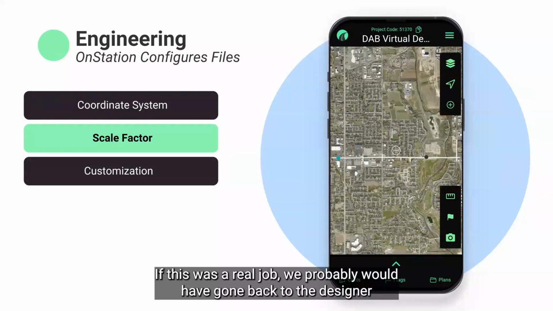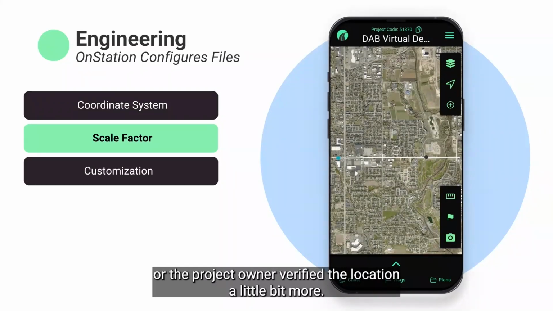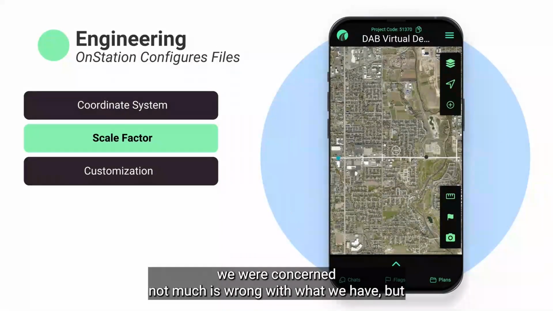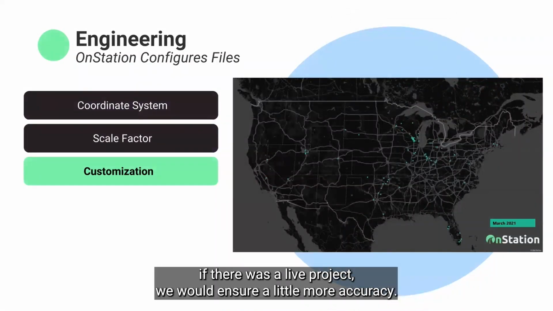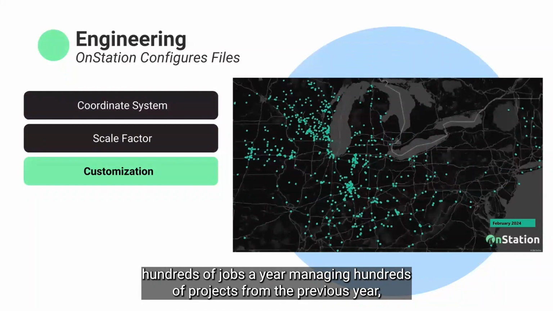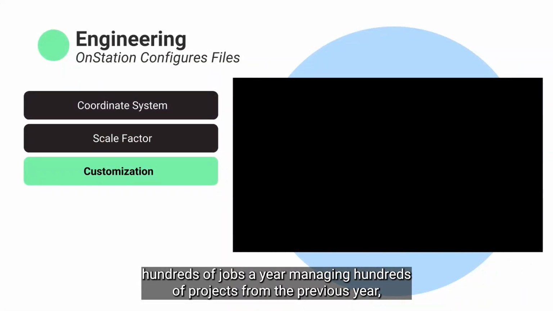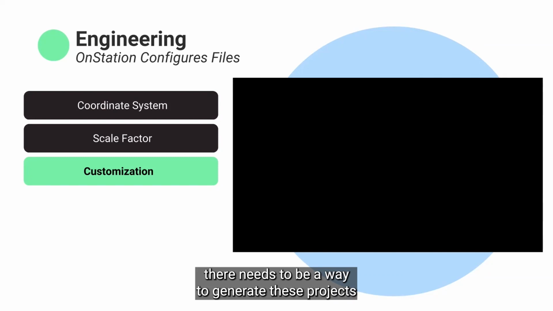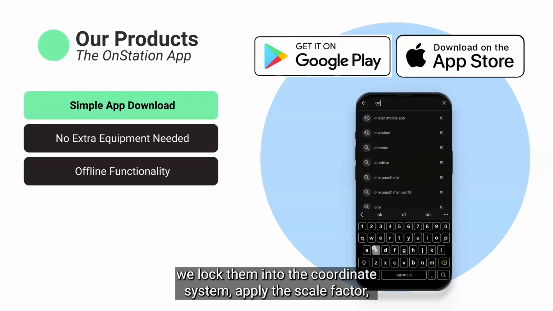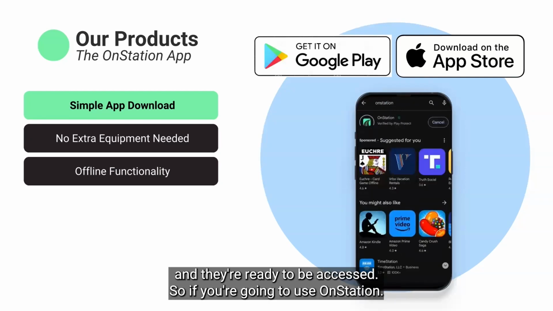If this was a real job, we probably would have gone back to the designer or the project owner and verified the location a little bit more. But given that it's not a live project and we're doing this video, we were confident enough to just roll with what we have. If it was a live project, we would ensure a little more accuracy. I want to show this because our solution is built to manage all of your projects. If we want to do something at scale, DOTs have hundreds of jobs a year. They're managing hundreds of projects from the previous year. There needs to be a way to generate these projects and put them into an application, and we have a lot of this built in as part of our solution. So the project files come in, we do our work, we lock them into the coordinate system, apply the scale factor, and they're ready to be accessed.